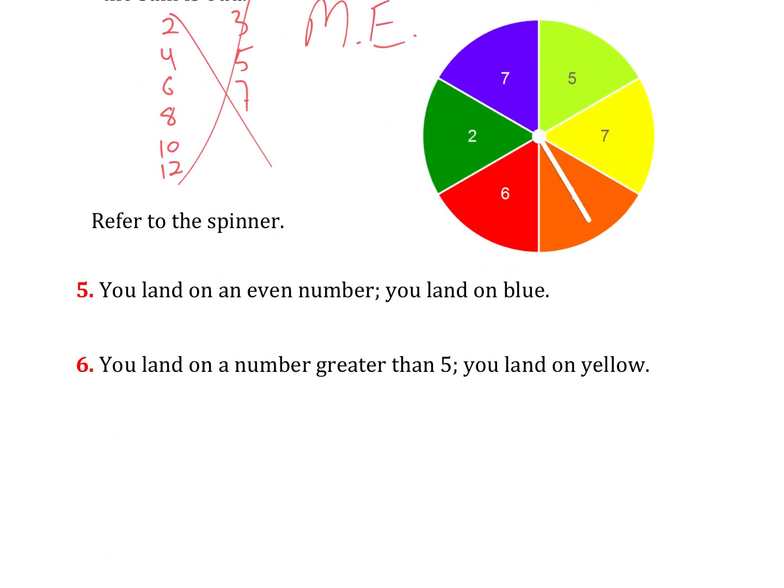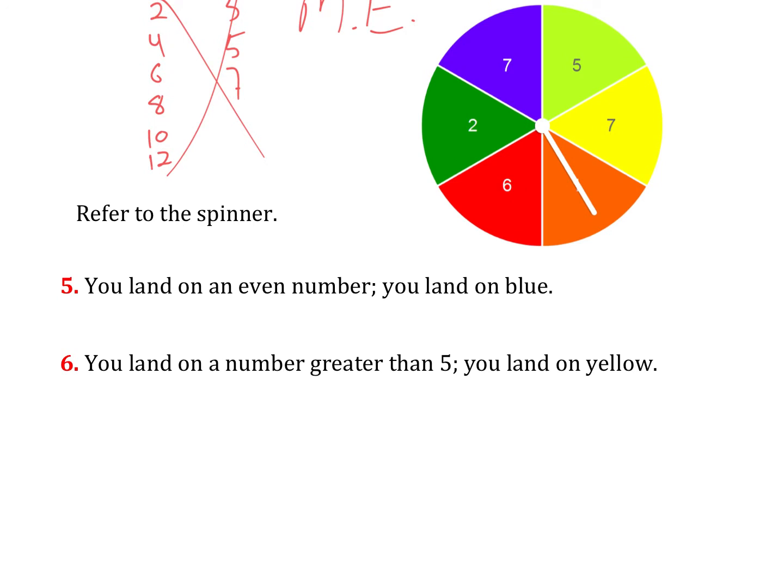Next, we're going to refer to the spinner. So here we have a spinner with yellow, orange, red, green, blue, and we'll call that lime green. And we have numbers 1, 2, 5, two 7s, and a 6. Okay. You land on an even number. So we've got a 2, a 6. That appears to be it. You land on blue. Well, those are the only blue. There's no overlap. There's no blue even numbers. These would be mutually exclusive.